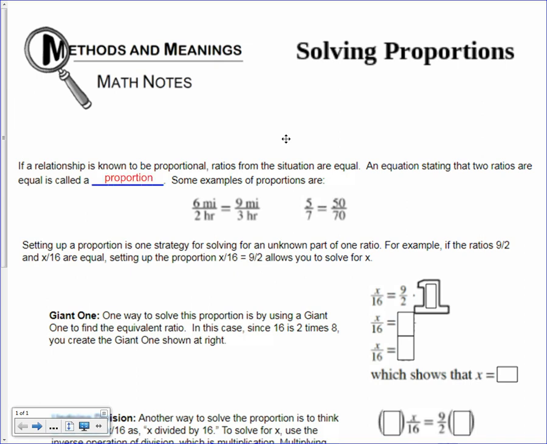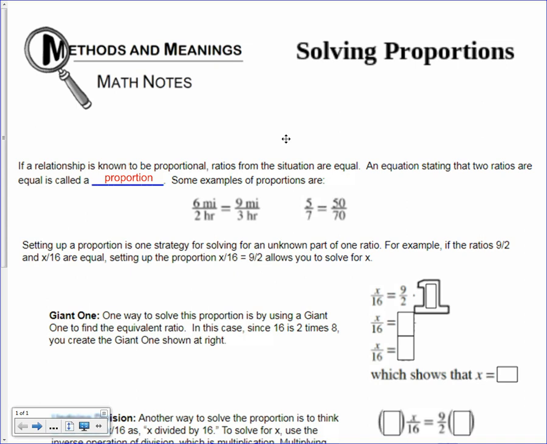Some examples of proportions are 6 miles to 2 hours is equal to 9 miles for 3 hours, because for every 1 hour we go 3 miles. Another one is 5 over 7 is equal to 50 over 70. So we're multiplying both the top and the bottom by 10.